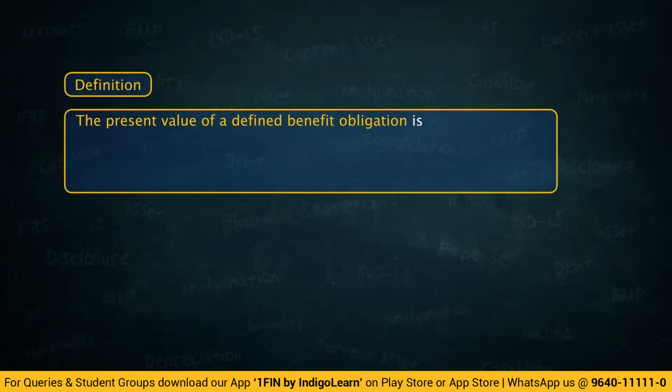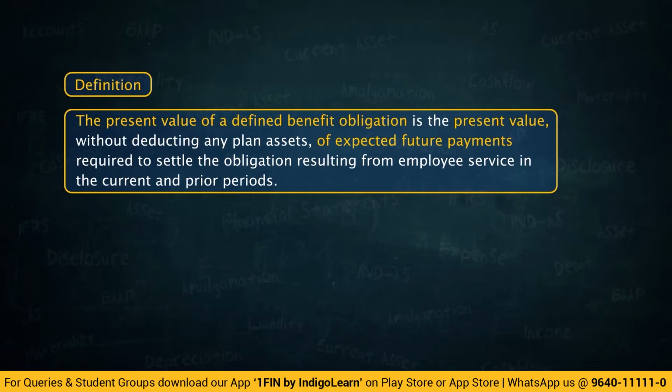Let us look at the definition. Present value of defined benefit obligation is the present value, without deducting any plan assets, of expected future payments required to settle the obligation resulting from employee service in the current and prior periods. Now here you find the terminology, without deducting any plan assets. What do we mean by plan assets? That's going to be a separate definition.